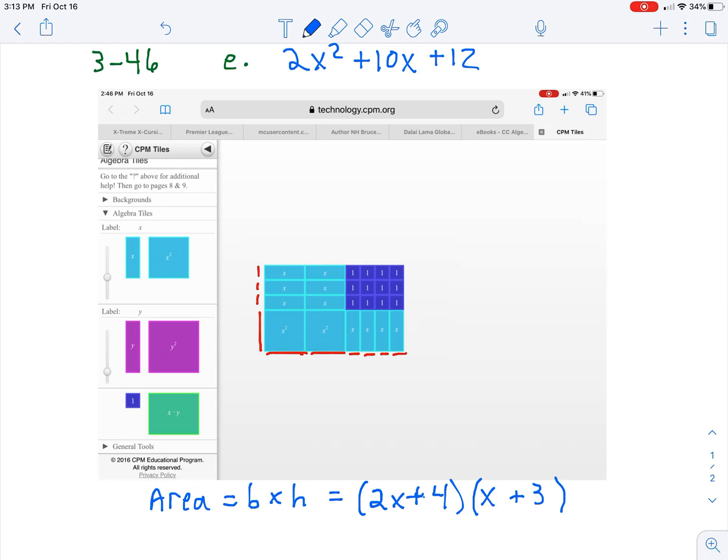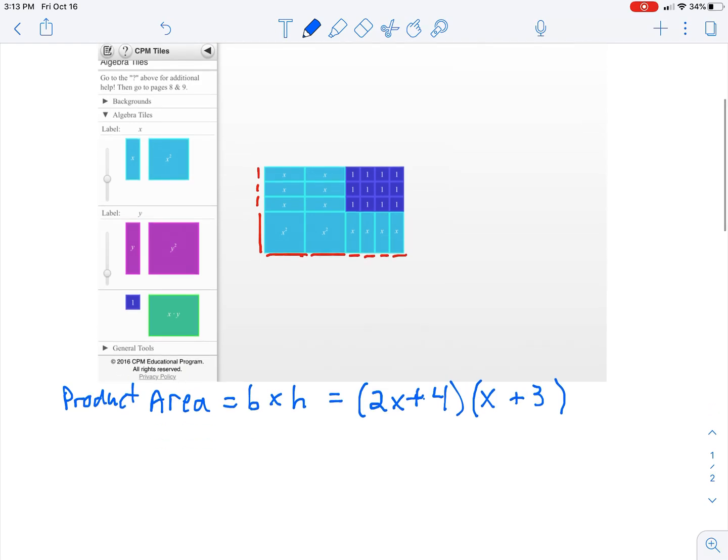And that product, and that's what we call it, the product of the base times height, is 2x plus 4 quantity times x plus 3 quantity. Okay, well, this is great. Now that I have the area of that, I want to do an area statement. You might remember that area can be both base times height, but area can also be adding up the area of every individual tile that I have. And that would be the sum.